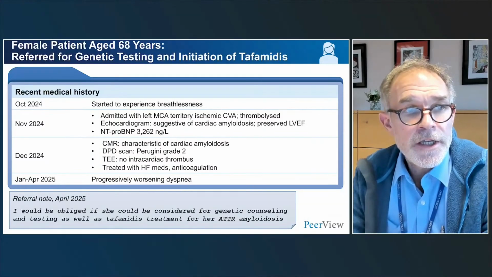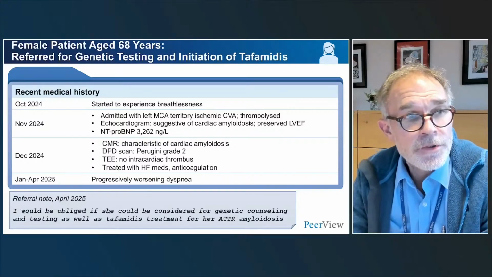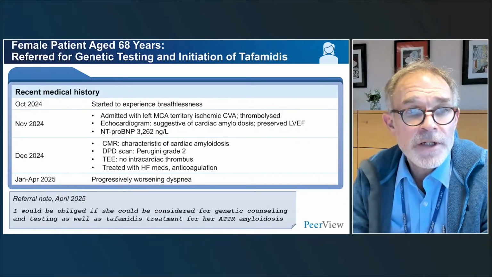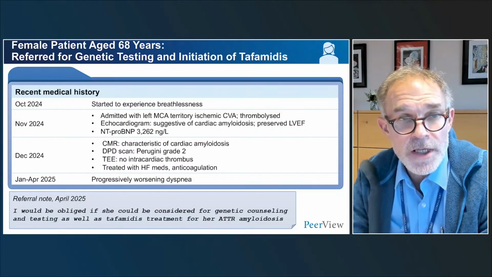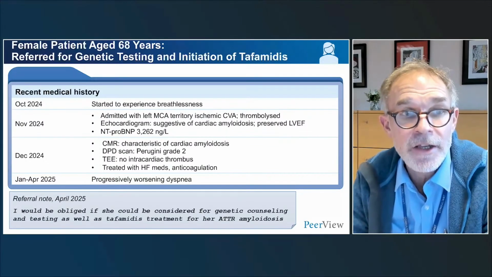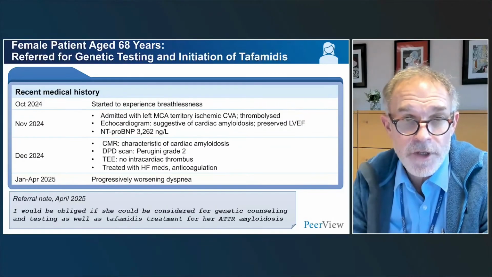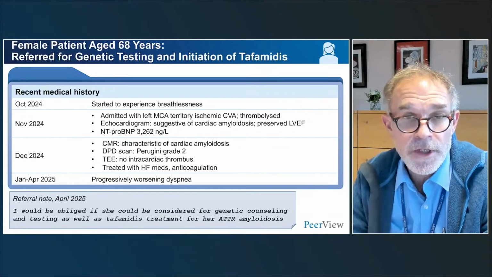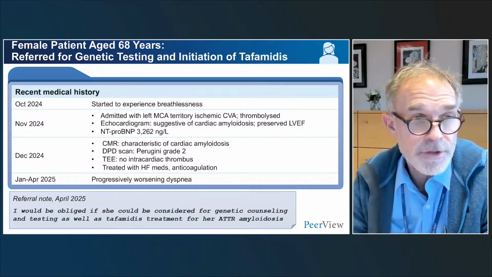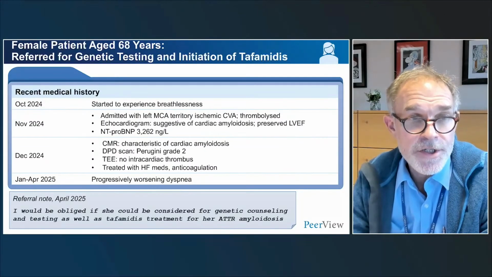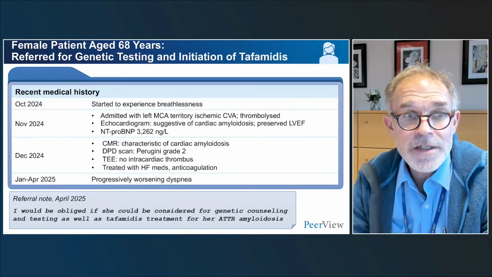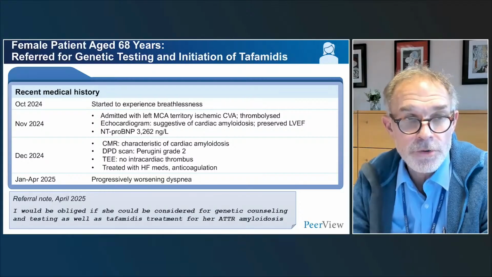And her history was that in October 2024, she started to experience breathlessness. And in November, she was admitted with a left MCA territory ischemic cerebrovascular accident for which she was thrombolyzed. She had an echocardiogram that was suggestive of cardiac amyloidosis and showed preserved LV ejection fraction and an NT-proBNP of over 3,000. She had a cardiac MRI scan a month later, and that was absolutely characteristic of cardiac amyloidosis, and a DPD scan that was Perugini grade 2.